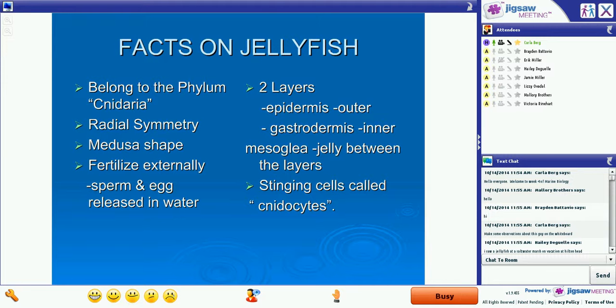Jellyfish, for the most part, have radial symmetry. They have a medusa shape. They fertilize their eggs externally, meaning that their sperm and eggs are released in the water. They have 2 layers. They have an outer layer called an epidermis and an inner layer called a gastrodermis. In between those 2 layers is a mesoglea. It's sort of like a jelly almost between the 2 layers. And they have stinging cells called cnidocytes.